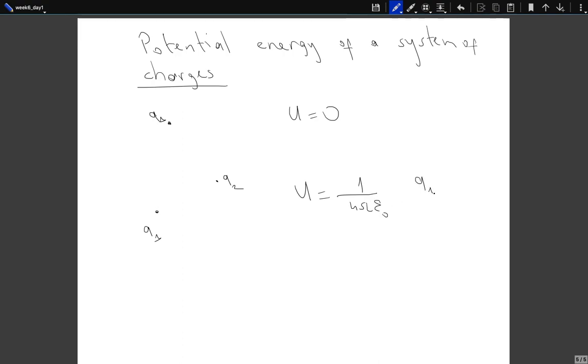We had already calculated it to be given by, let's say, U12 equals 1 over 4 pi epsilon 0, Q1 Q2 over the distance between the two. If you like, you can just think of this as the potential created by the charge Q1 at that point, which is 1 over 4 pi epsilon 0 Q1 over r12, multiplied by the charge that we brought there. This is the change in the potential energy.